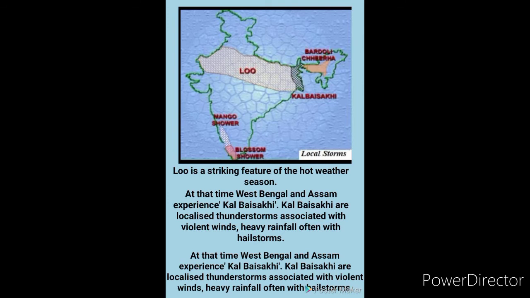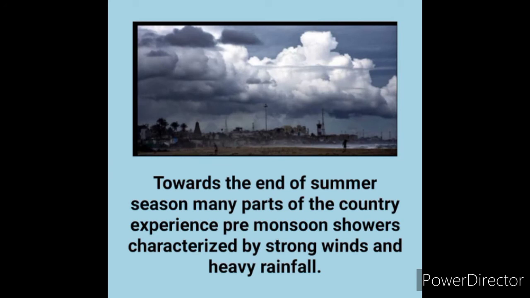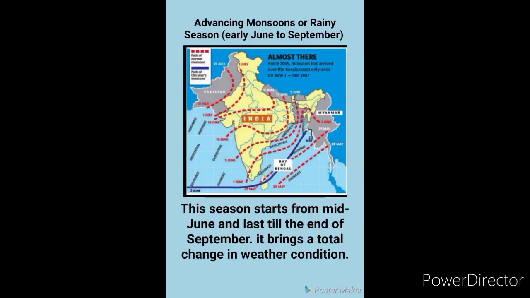In Kerala and Karnataka, the pre-monsoon showers help in the ripening of mangoes. That is why they are termed as mango showers. They are also known as April rains or summer showers. Towards the end of summer season, many parts of the country experience pre-monsoon showers characterized by strong winds and heavy rainfall. The third season is advancing monsoon or rainy season.